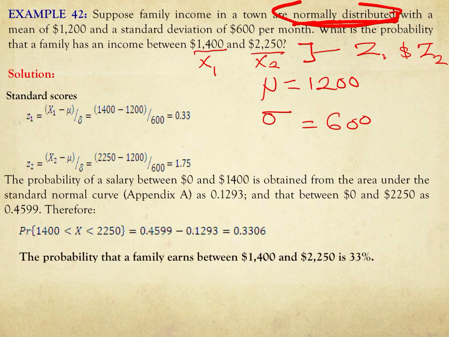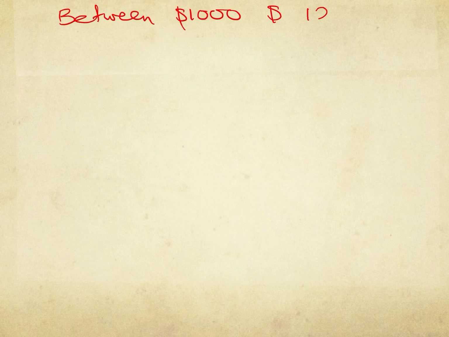Let's try to look at another scenario. Remember, this question says between 1,400 and 2,250. Let's look at another scenario to say between $1,000 and $1,400. Let's still use the same. The other one, between $1,000 and $1,400. So let's do the same thing we did in the previous case.